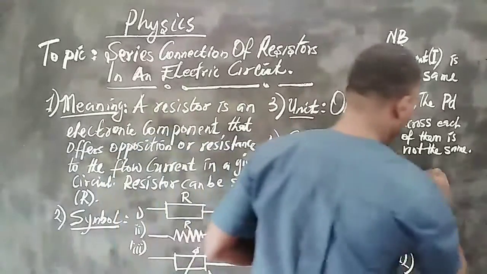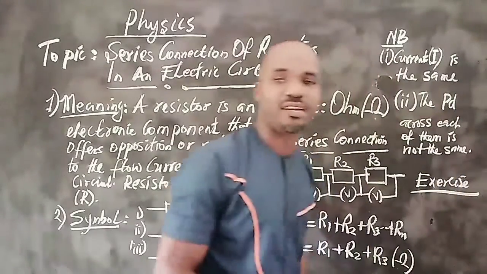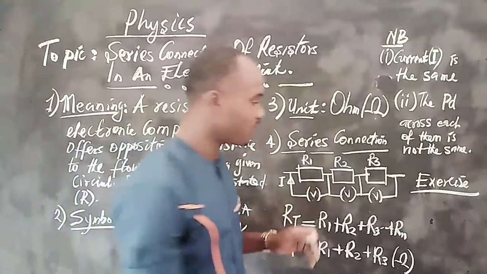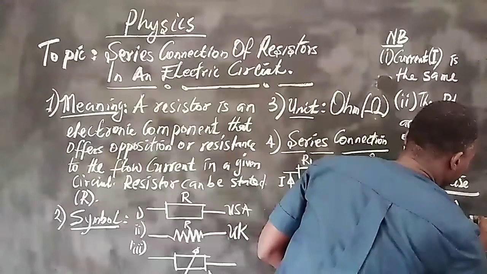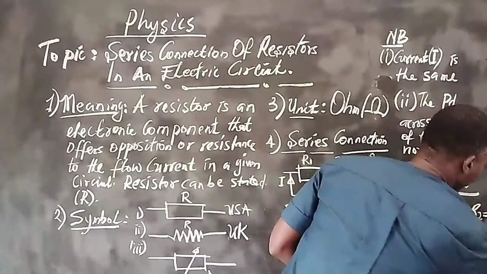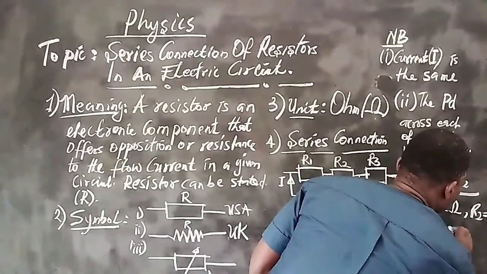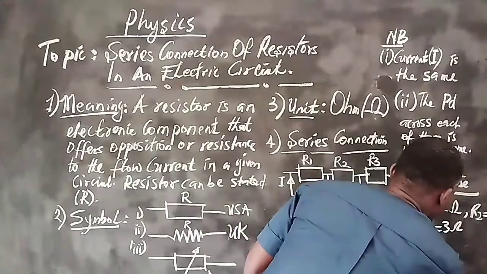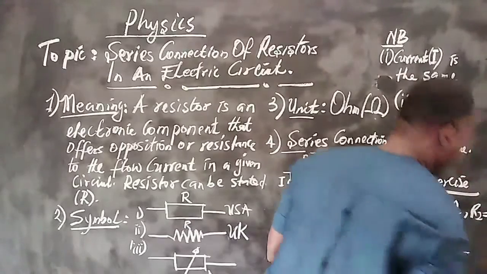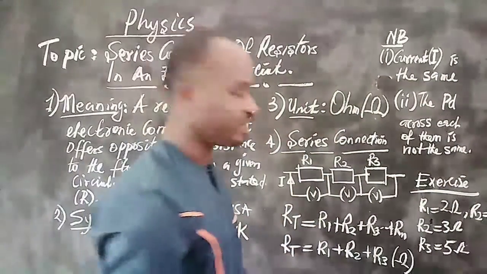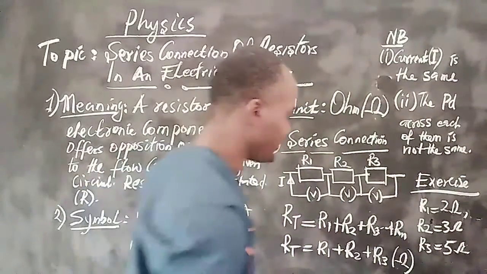Then let's look at a very simple exercise. Suppose we have R1 given as 2 ohms, R2 given as 3 ohms, and R3 given as 5 ohms. Now you are asked to find the equivalent resistance, R_T.